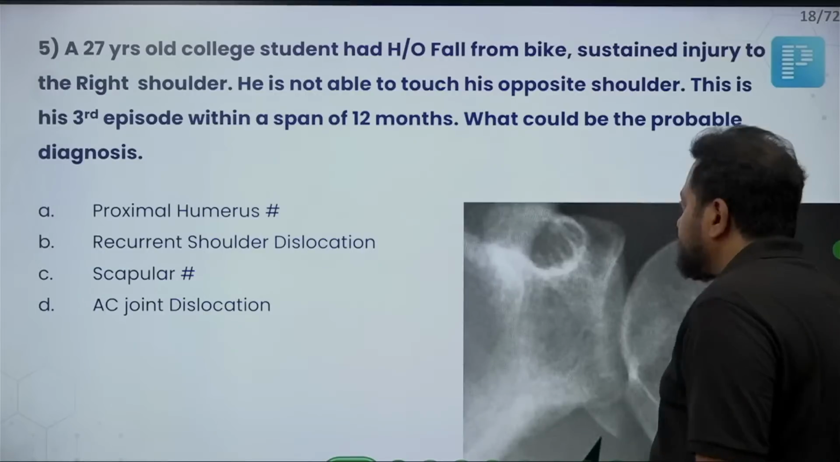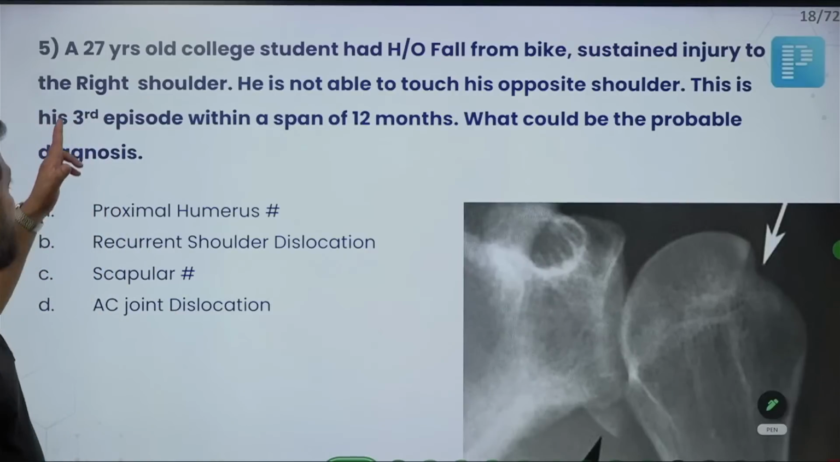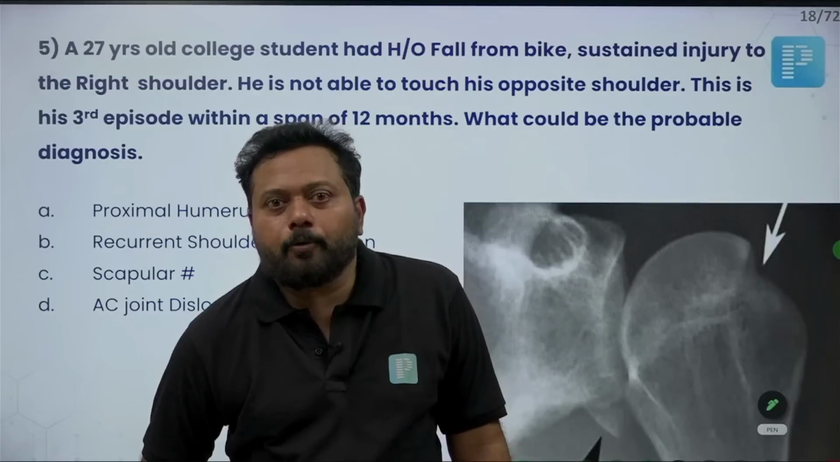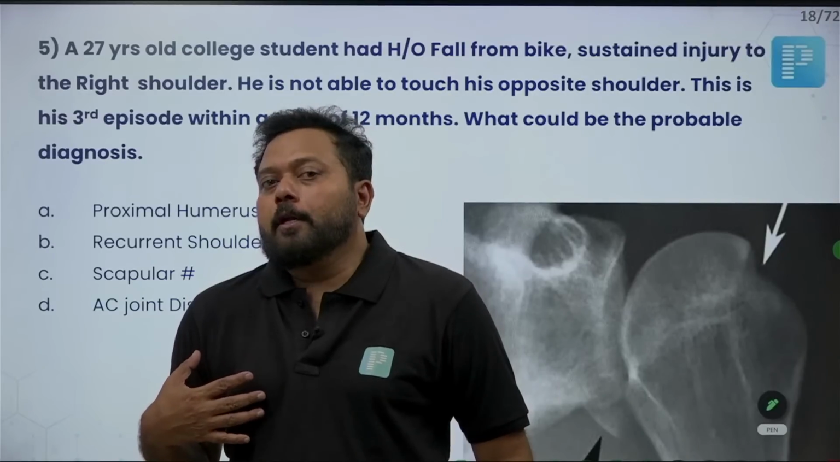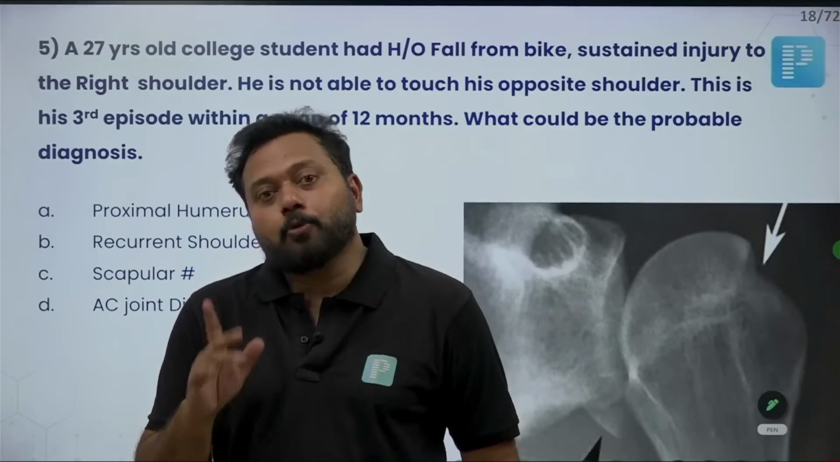Okay, right. Coming to the next question, you see a 27-year-old college student who had a history of fall from a bike and sustained injury to the right shoulder. He is feeling instability of the shoulder. When you ask him to touch the opposite shoulder, the patient is not able to. What is this called? This is called Dugas test. This one simple thing is enough to diagnose that this guy is having a shoulder dislocation.